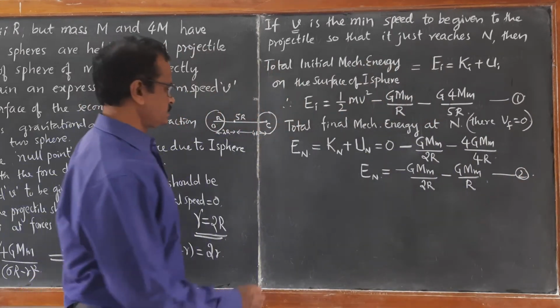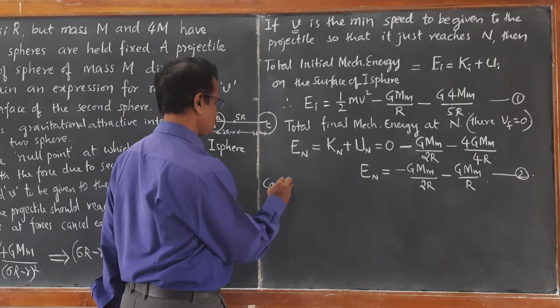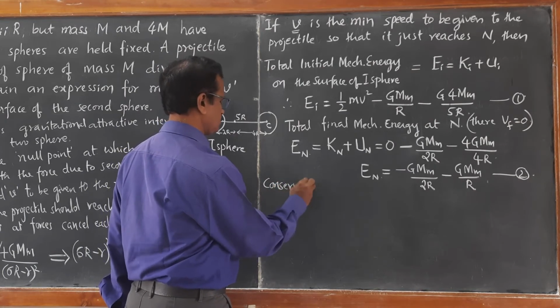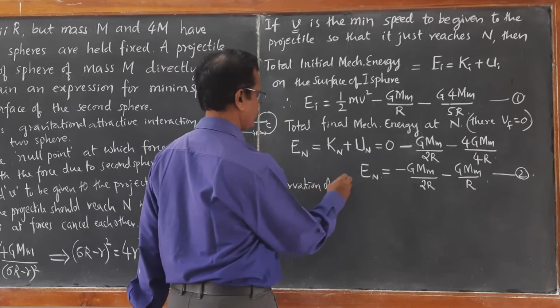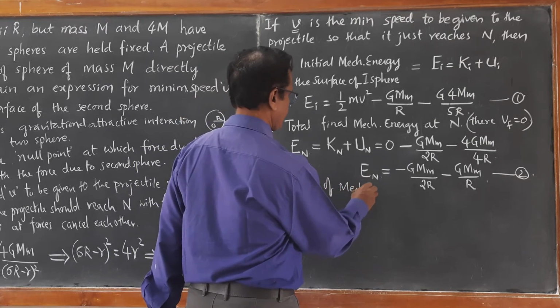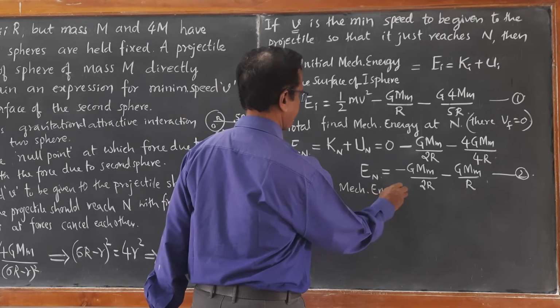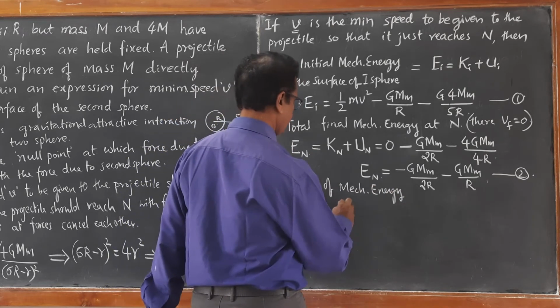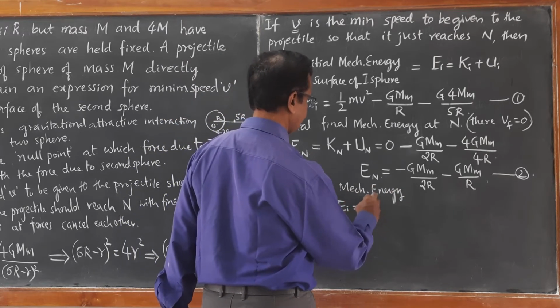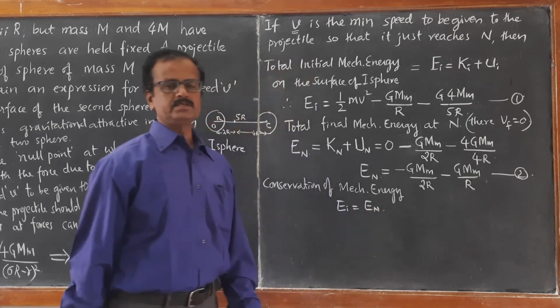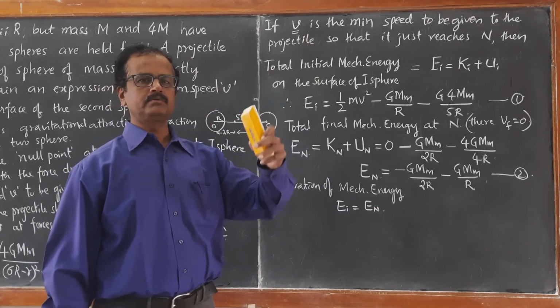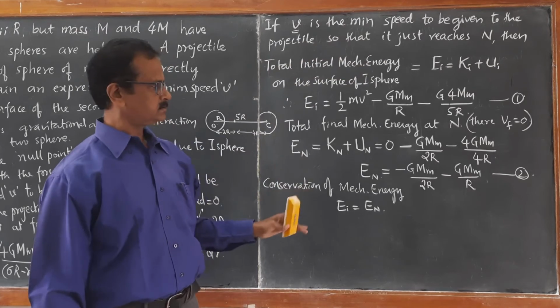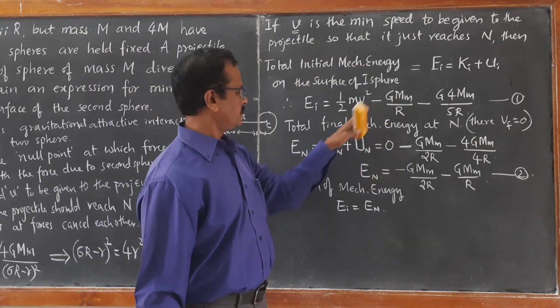Conservation of mechanical energy implies conservation of mechanical energy. Using the law of conservation of mechanical energy, Ei must be equal to En. The initial energy with which it is projected must be equal to the final energy at the null point. So equate this Ei with En.